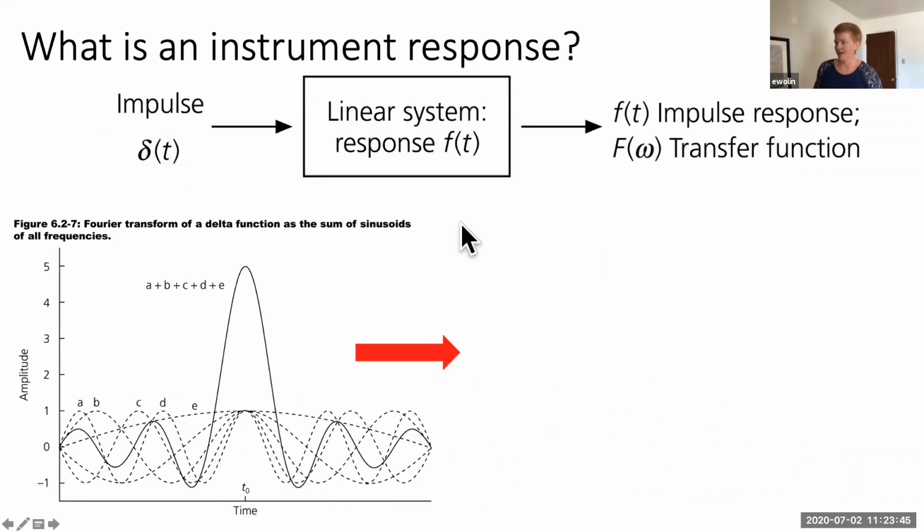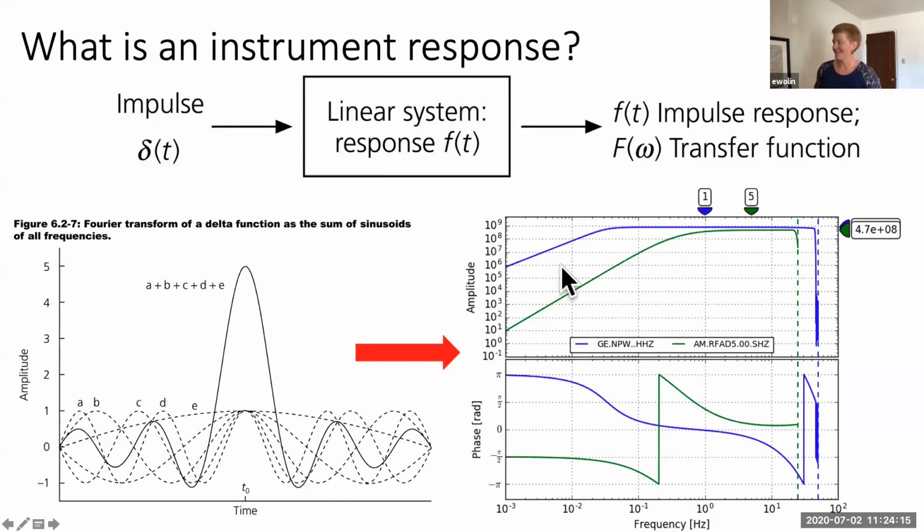In other words, when we talk about an instrument response, what we are talking about is the response of this linear system to an input that is an impulse, so a delta function. So this contains sinusoids of all frequencies, right? We add these up, get a delta function. So when we talk about the instrument response, we're talking about the response of this system to an input impulse.